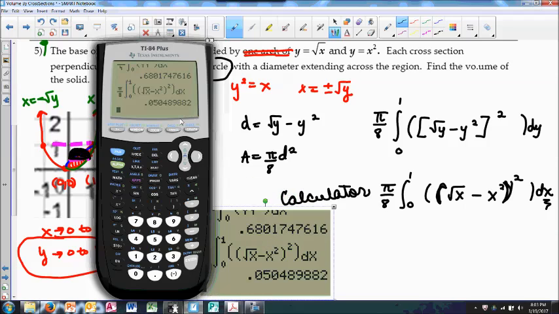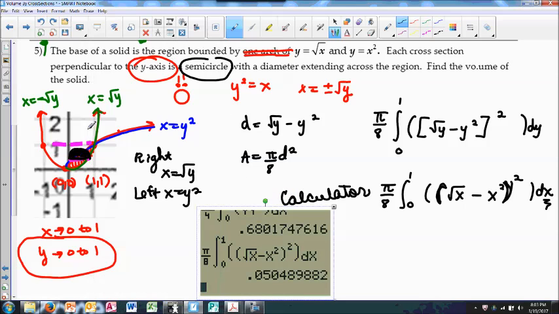So you could kind of tell that we're going to get a really tiny area and a little tiny volume because of the fact that this all fits within that 0 to 1 space. But with the pi over 8, we get a volume of 0.050.